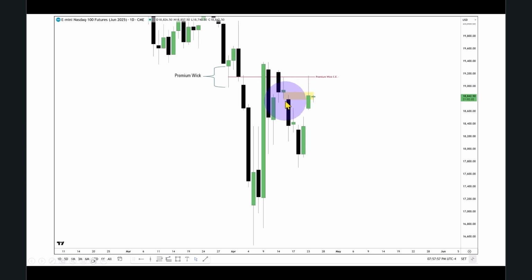The other point of interest is this volume imbalance here. So between this candlestick's open and this candlestick's open, there's no bodies laid down. There's wicks that are overlapping, but that's my volume imbalance. And then we opened here and traded up through it and up into the premium wick of this candlestick here.